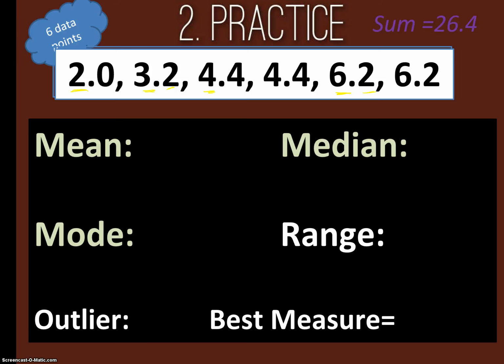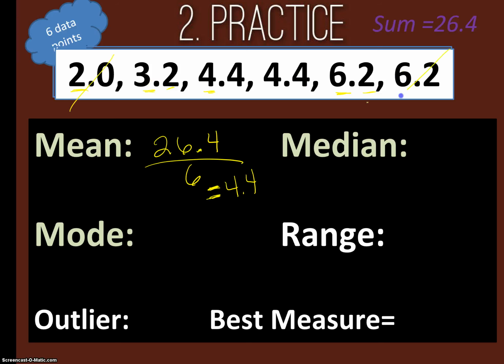So when you order them, you should have got the same order as myself. And I found the sum already. I add them up and I got 26 and 4/10. I divide by how many data points I have. I have 6 data points. So you take 26 and 4/10, divided by 6, and you get a mean of exactly 4.4. I did not round, so I want to make sure I put that equal sign. That is my mean with my work shown.